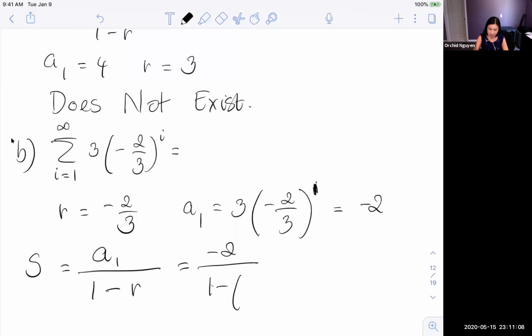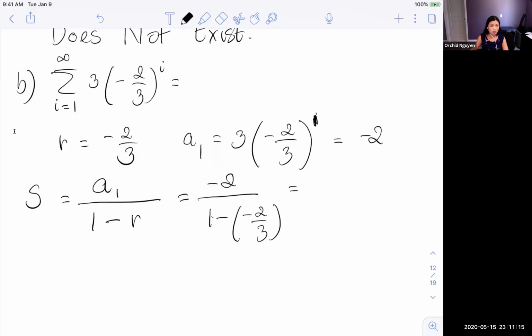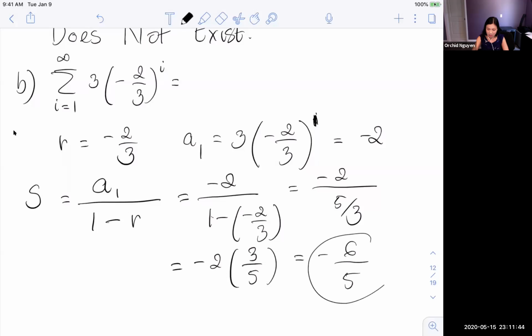1 minus negative 2/3. Once again, don't change it to a decimal. Just work with fractions. It's not that bad. So I have negative 2 on top, and on the bottom, 1 is just 3 over 3, so 3 plus 2, that's 5/3. When you divide fractions, you multiply by the reciprocal. So the answer is negative 2 times 3/5, so the answer is negative 6/5. And there we have it.